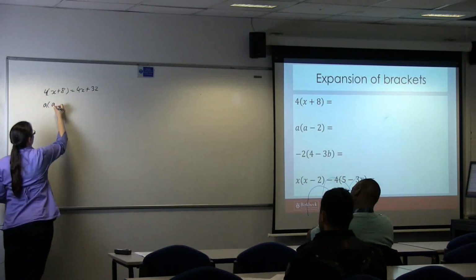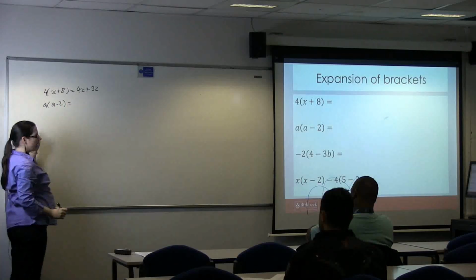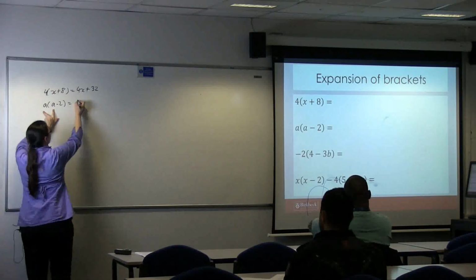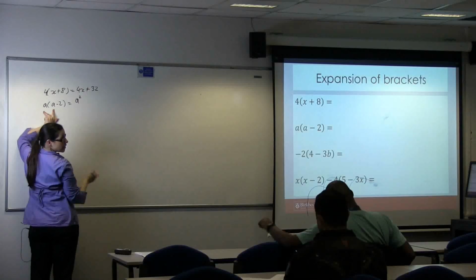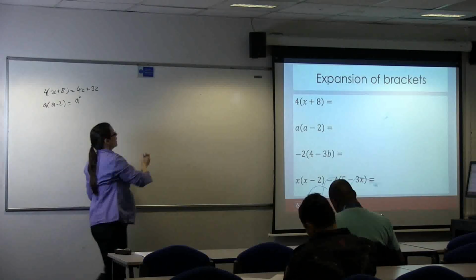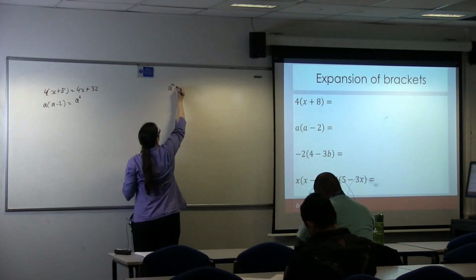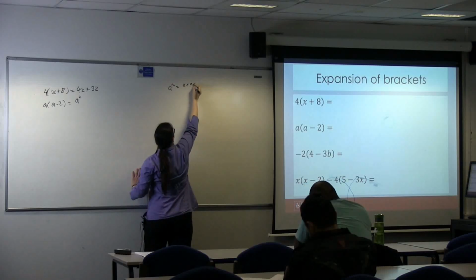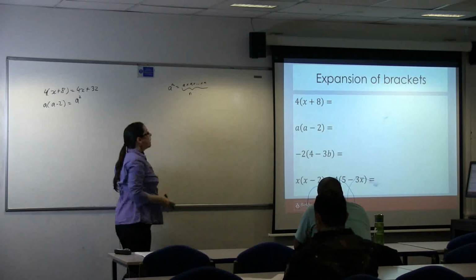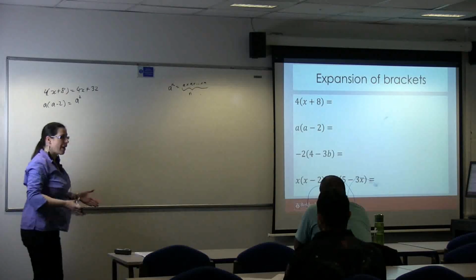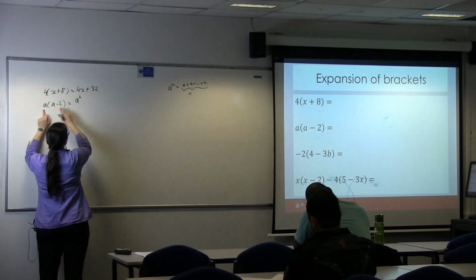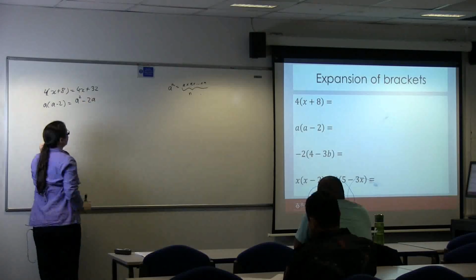So a times (a minus 2). Same rule, multiply everything inside the bracket with a. A times a gives me a squared. That is the shorthand. The power notation is always telling you how many times you're multiplying the same base by itself. And then a times minus 2, that's minus 2a.